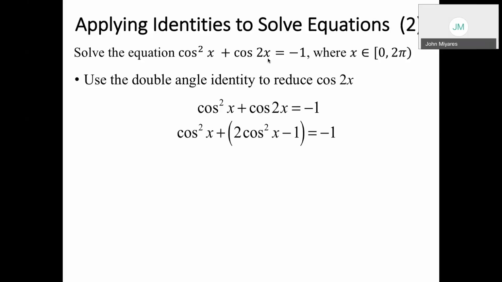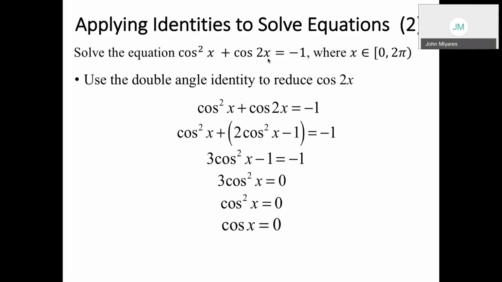Now that everything is in cosines, let's combine our like terms and get 3 cosine squared of x minus 1 equals -1. Adding 1 to the other side will get this to become 3 cosine squared x equals 0, which is just going to simplify as cosine squared of x equals 0, or taking the square root, cosine of x equals 0. Remembering our options with quadrantal angles, your answers for x are going to be either 90 degrees or 270 degrees, which in radians will convert to pi over 2 or 3 pi over 2.